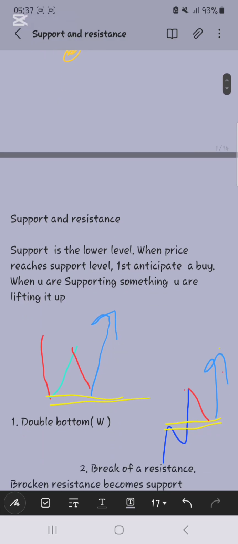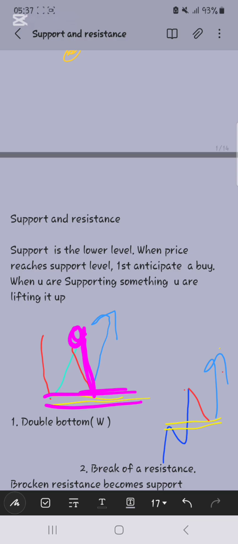So a support is the lower level. It's when the candlesticks are above our area of interest and they pull back to that area of interest. So the support is the one that's below over here. When the market is coming down to it, this is where the support is. That's what we call a support.